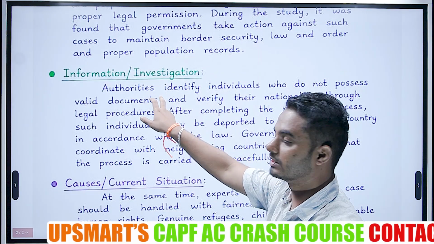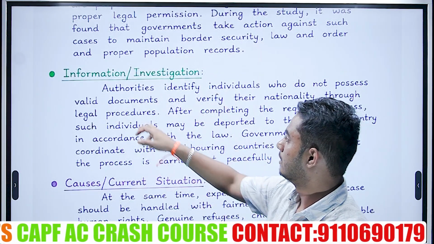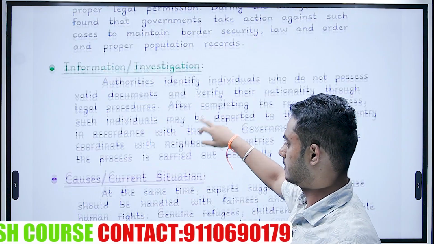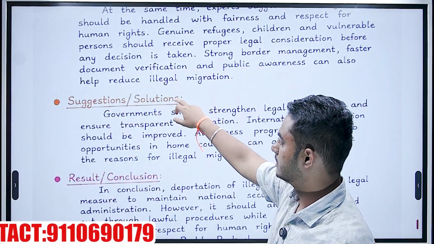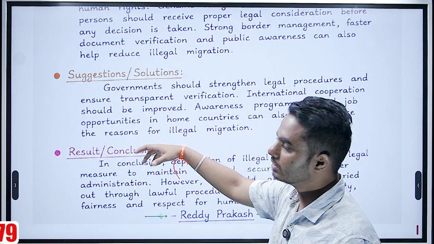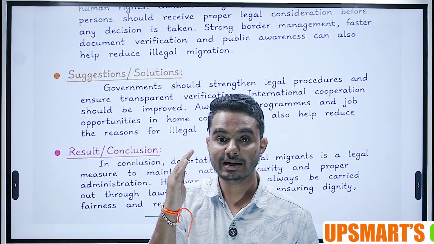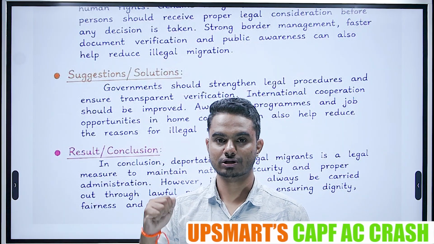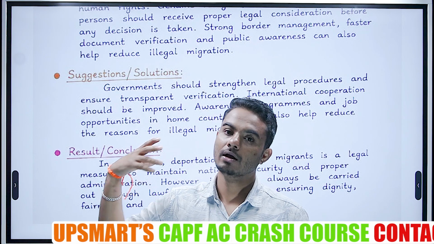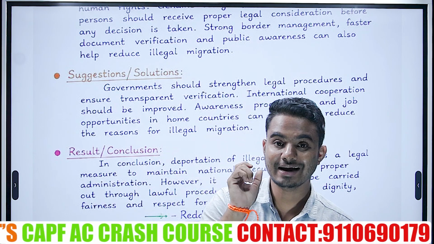Next, information and investigation. Same thing, you can write them, but don't mention the headings. Come down to current situation, suggestions or solutions. If you have any conclusion, you can give it. Just maintain the flow of the report. Start with introduction, go to body and conclusion, but don't mention the headings of it.